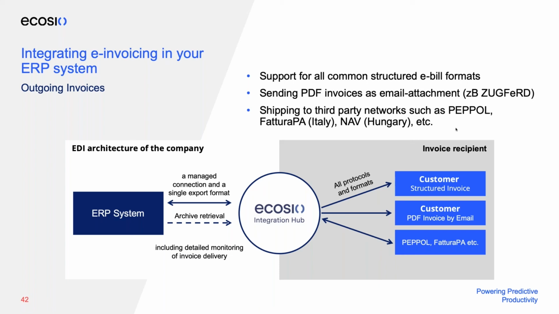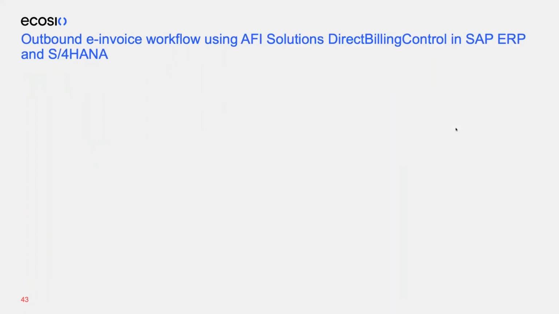Also important is that using an archive API, you're always able to fetch all sent information back to your ERP system, back into your local archive, or your enterprise content management solution, where they are then archived in order to fulfill legal requirements. An example for an outbound invoice workflow here using API solutions, direct billing control in SAP ERP and S/4HANA looks as follows.